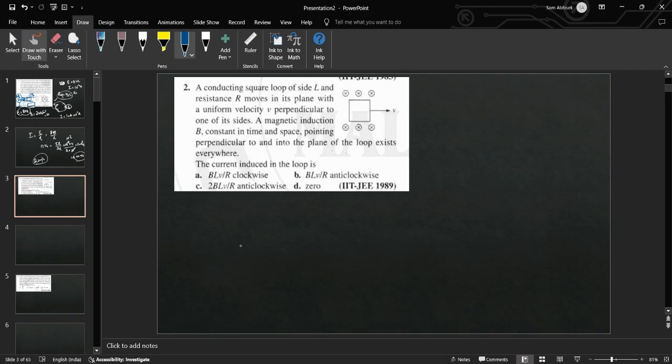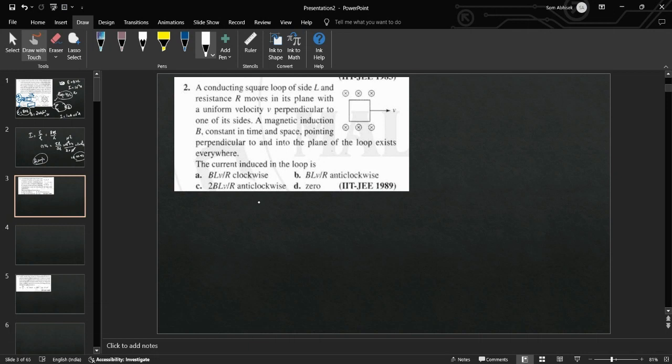A conducting square loop of side L and resistance R moves in its plane with a uniform velocity v perpendicular to one of its sides. Magnetic induction B, constant with respect to time and space, points perpendicular to and into the plane of the loop and exists everywhere. The current induced in the loop will be what?